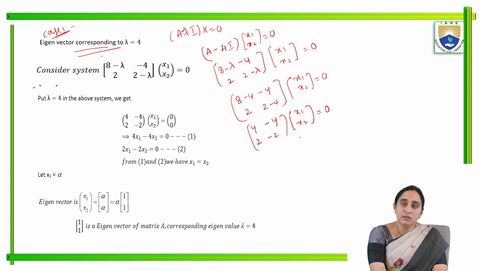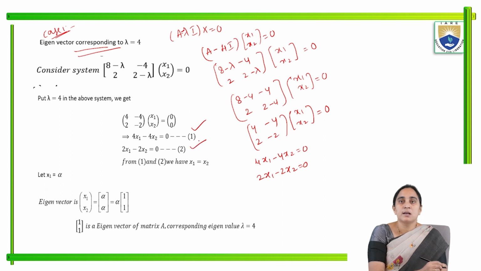First, the first row with the first column: 4x1 minus 4x2 is equal to 0. Let us consider that as the first equation. And similarly, from the second row, 2x1 minus 2x2 is equal to 0. Let us take that as the second equation. From 1 and 2 we directly have x1 is equal to x2.